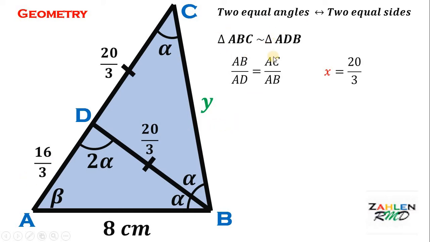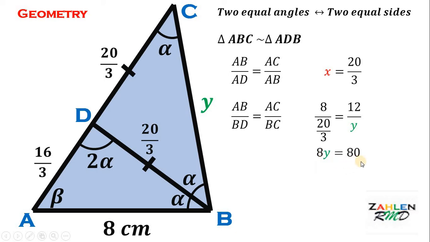Taking advantage of this similarity, we can also say that side AB over side BD must be equal to side AC over side BC. Substitute all their given values and we have AB, which is 8, BD must be 20 over 3, AC is 12, and side BC must be equal to y. Now what we're going to do is to solve for y. To do that, we need to cross multiply. Therefore, we have 8y equals 80. Divide both sides by 8 and we get that y equals 10. Therefore, the value of y must be equal to 10.